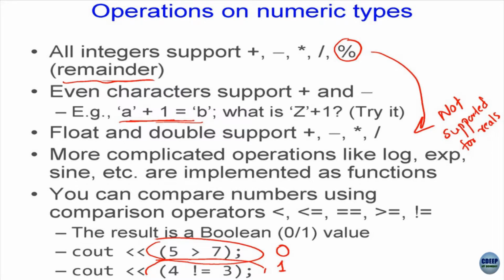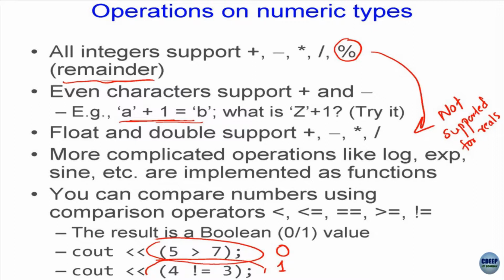Now even characters support plus and minus. So for example, a plus 1 equals b, right? You could do that. Just try this out. Take a, add 1 to that, and you will find that's the same as b, because the underlying representations of a plus 1 and of b are the same. You can also try capital Z plus 1.